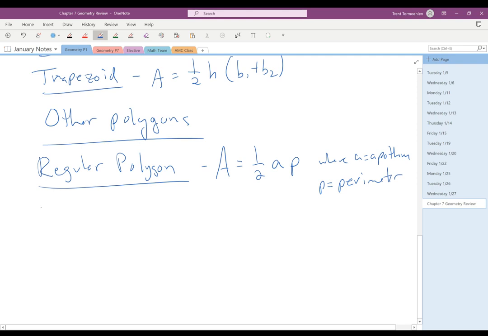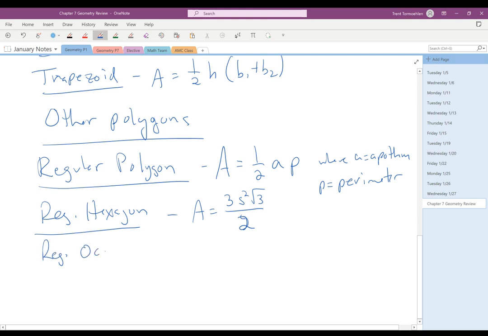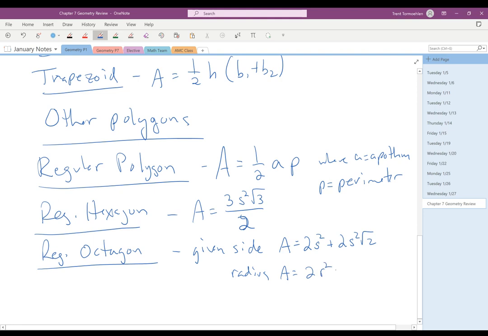And then we had the regular hexagon. Remember, a regular hexagon is made up of 6 equilateral triangles, so it's just multiplying the equilateral triangle formula by 6, and that simplifies to 3 side squared root 3 over 2. And then you've got your regular octagon. We had 2 of those. Given the side, the area equals 2 side squared plus 2 side squared root 2. And given the radius, the area equals 2 radius squared times the square root of 2.